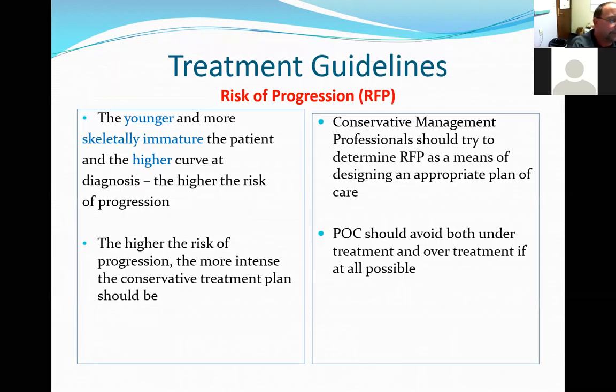Risk of progression: the younger and more skeletally immature the patient and the higher the curve at diagnosis, the higher the risk of progression. The higher the risk of progression, the more intense the conservative treatment plan should be. Conservative management professionals should try to determine the risk of progression as a means of designing an appropriate plan of care. Plan of care should avoid both undertreatment and overtreatment, if at all possible, which sometimes is difficult to do.